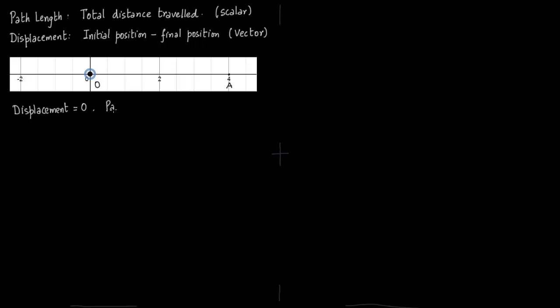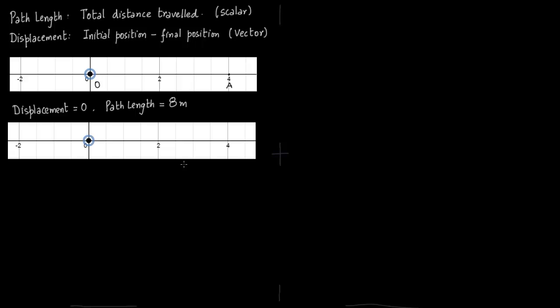Whereas the path length is 8. It goes from 0 to 4, 4 meters, and comes back from 4 to 0, 4 meters. So path length is 8.